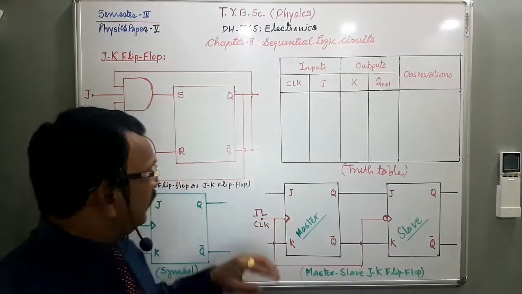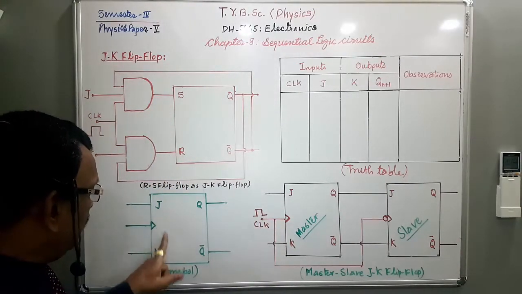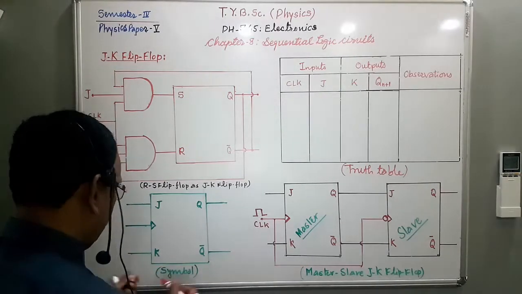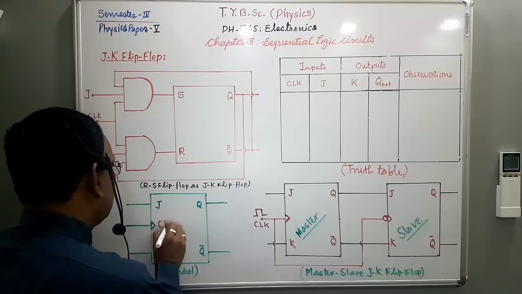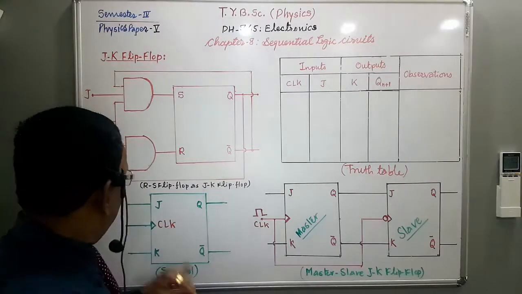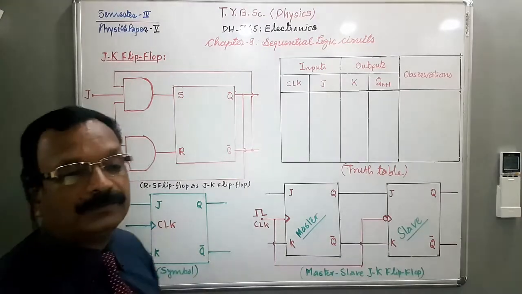Now this is the symbol. Here we have J, K and the clock pulse, that is CLK. And this is the output Q and its complement Q bar.